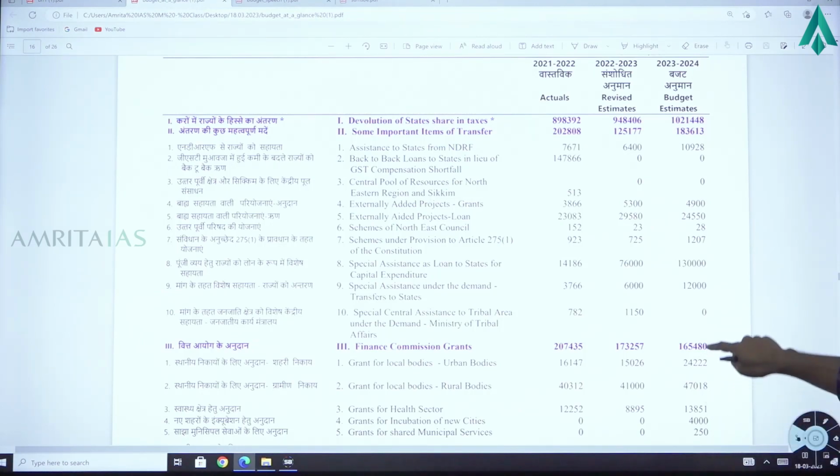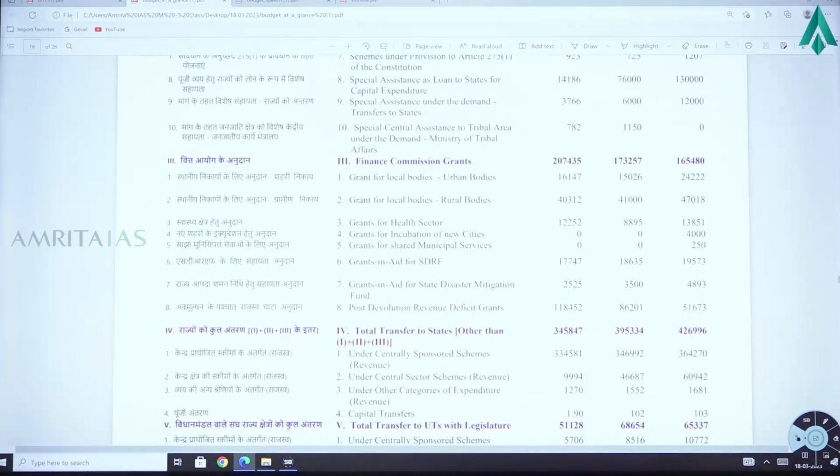Okay. Finance Commission grants. See in how many ways Finance Commission is transferring the grants under 275. Grants for local bodies, that means urban bodies, local bodies. Grants for health sector, we have seen. Grants for incubation of new cities. Last year, no, this year. Grants for shared municipal services, 250. That's a small number. Hardly some will get 50 lakh, 60 lakh, not more than that.